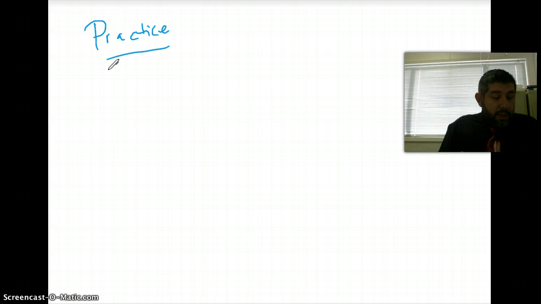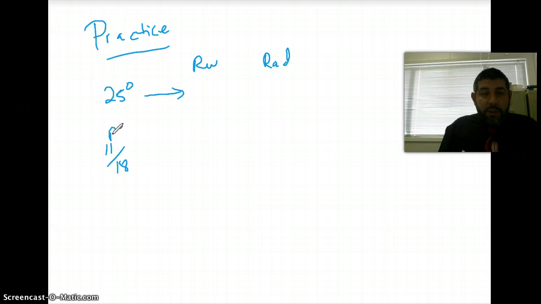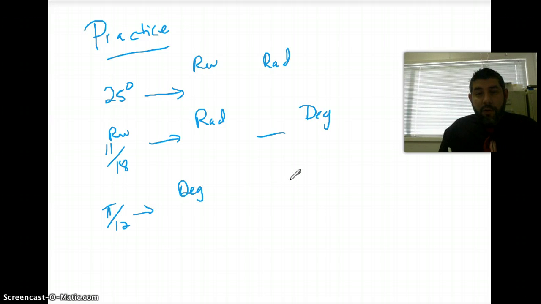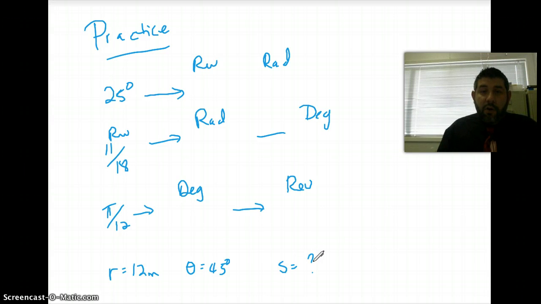I'm going to put in here just a couple of practice problems for you. So if you want to do some practice, here's some practice. Change 25 degrees into revolutions and radians. Change 11/18 revolutions into radians and then into degrees. Change pi over 12 to degrees and revolutions. And then if you have an R of 12 meters and a theta of 45 degrees, what will S be? So these are some practice problems.